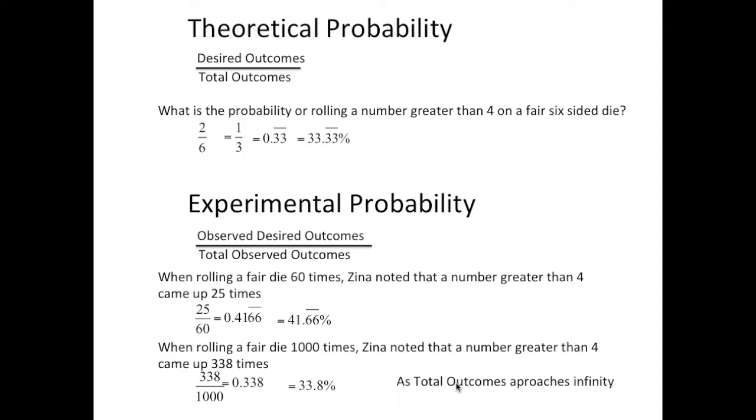As the total number of outcomes approaches infinity, you run it, let's say, 1,000,000 times or 1,000,000,000 times, the experimental probability is going to approach theoretical probability. This is called the law of large numbers. If you do it a small number of times, you're not going to get theoretical probability. But if you run it a lot of times, on average, you're going to expect this to come out.